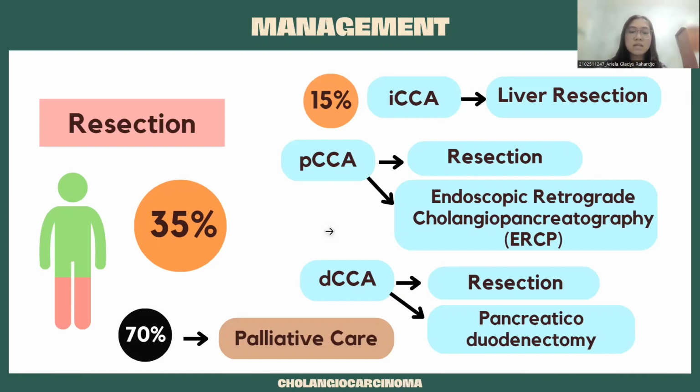DCCA and PCCA are similar, but they have different anatomic location. As with other types of CCA, the treatment of choice for DCCA is surgical resection. However, patients with DCCA are typically treated with pancreaticoduodenectomy rather than liver resection. When disease is unresectable, only palliative treatment is possible for most patients, about 70%.